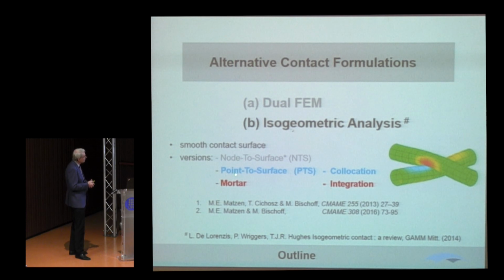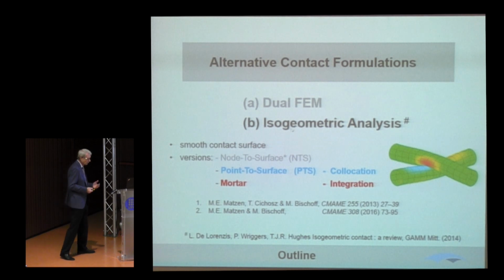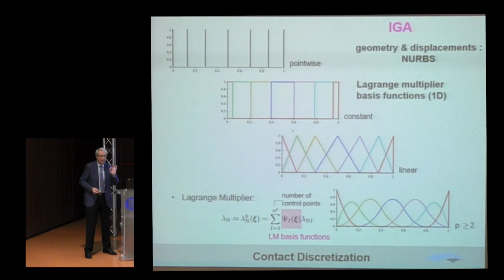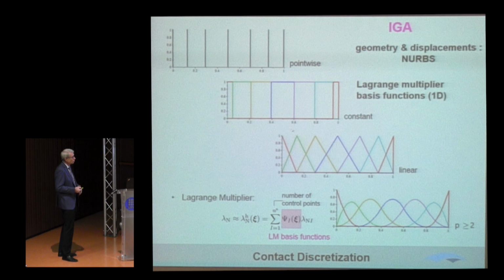I will come to this one, point-to-surface, PTS, where I will use the collocation method, and this is contrasted to the mortar method, where we have to solve this integral in a usual way using quadrature rules and so on. So the main part is this collocation part, and as usual in the IGA, geometry and displacements are discretized by NURBS functions, and now I'm talking about the Lagrange multiplier.